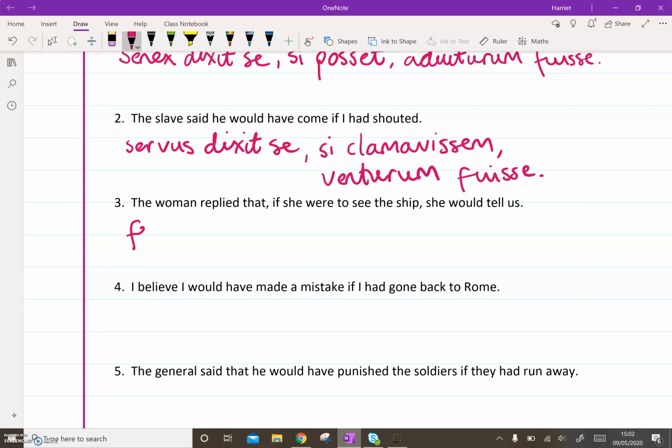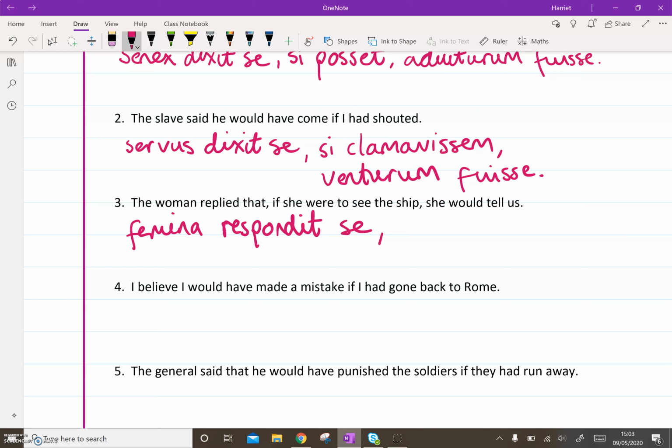So, femina respondit, and it's her, isn't it? So another say that she, if she were to see the ship. Okay. So this is a remote or open conditional.